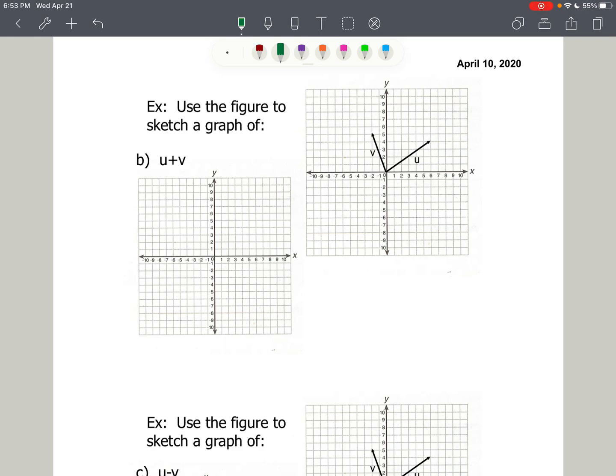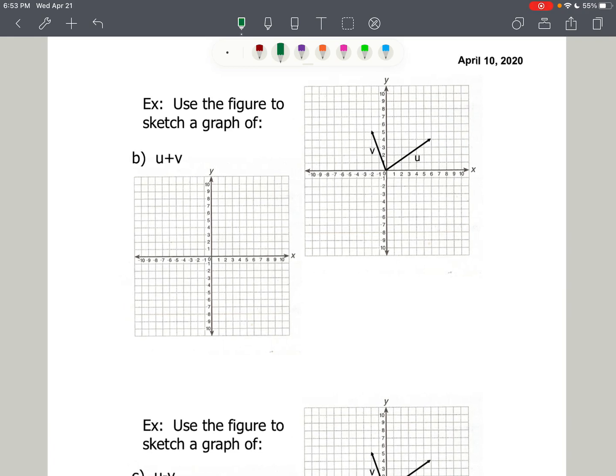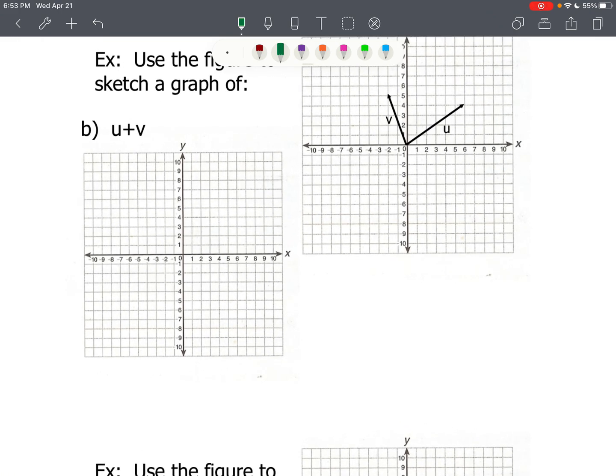Here's another sketch that we're going to make. We're going to find the sum of u plus v, and u and v are both given. Same vectors, so you don't have to draw these vectors again. You can go to the original grid that you had. Same vectors: 0, 0, 6, 4 is where u ends, and v starts at 0, 0 and ends at -2, 5. And we want to find u plus v.